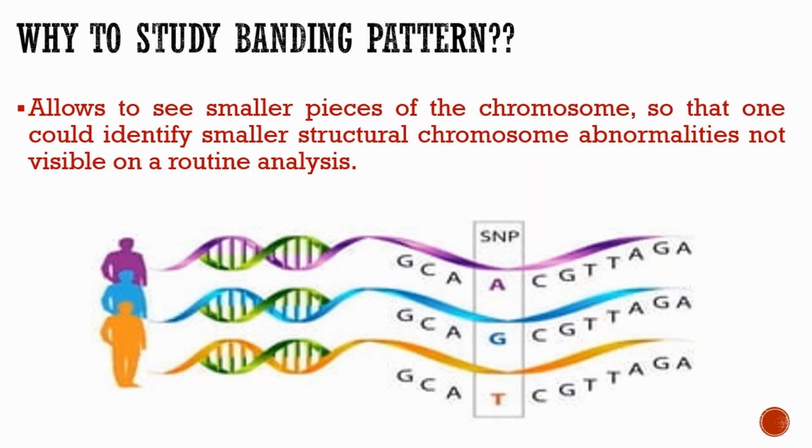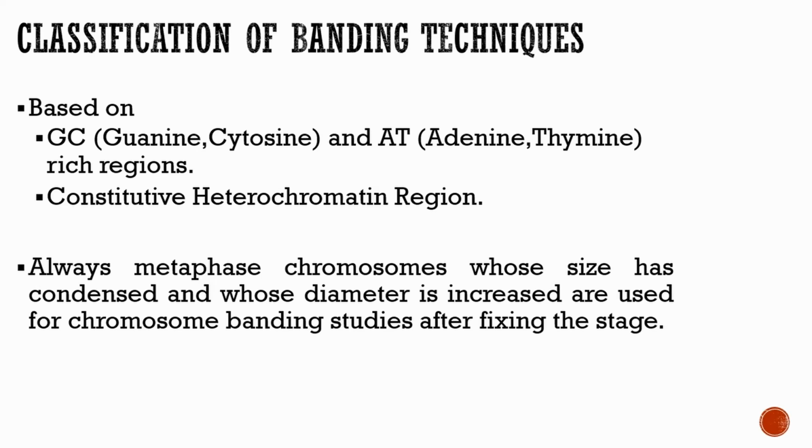Why is the banding pattern studied? It allows us to see the smaller pieces of the chromosome so that one could identify smaller structural chromosome abnormalities not visible on a routine analysis. Classification of various banding techniques is based on the guanine, cytosine, and adenine, thymine rich regions and also constitutive heterochromatin regions. Always metaphase chromosomes, whose size has condensed and whose diameter is increased, are used for the chromosome banding studies after fixing the stage.